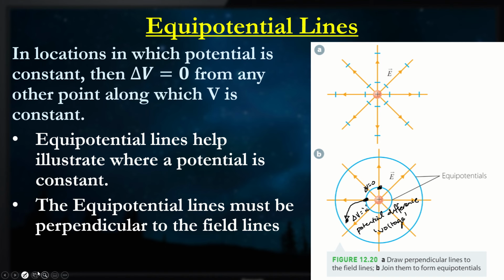Why do we use these lines? Well, firstly, it helps illustrate where the potential is constant. And don't forget, these lines must be perpendicular to the field when we draw it. So you can see the field lines are cutting at a perpendicular angle to these lines.